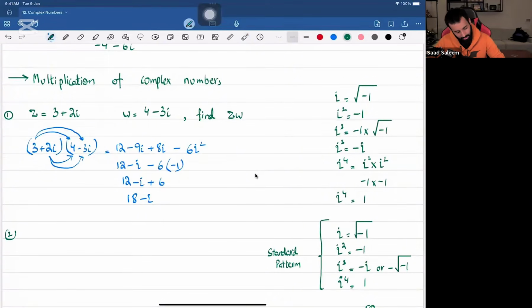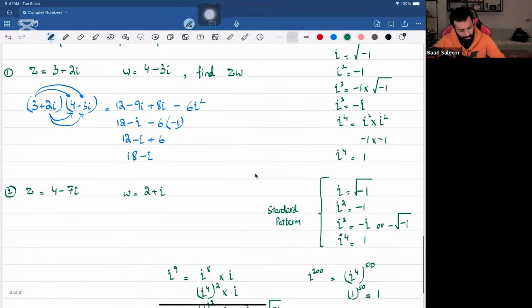Let's say that you have z equal to 4 minus 7 iota, and w equal to 2 plus iota. Now, once again, let's find ZW.